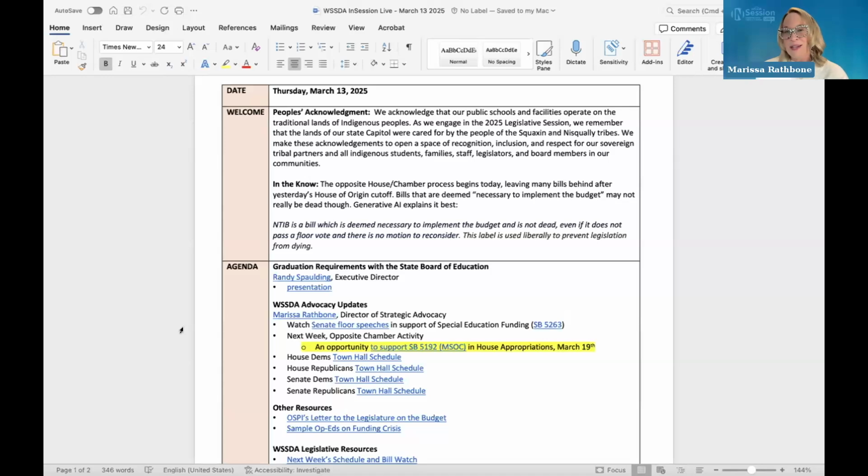So we invited Randy here today to speak a little bit broadly to the work of the State Board of Education as it relates to their vision for graduation, as well as give us an update on how some of the bills that might impact graduation requirements around financial literacy and computer science in particular are being considered as a part of that planning process. So thank you, Randy, for your leadership and your friendship and for being here with us today for InSession. I'm going to take my screen off and let you take it from here.